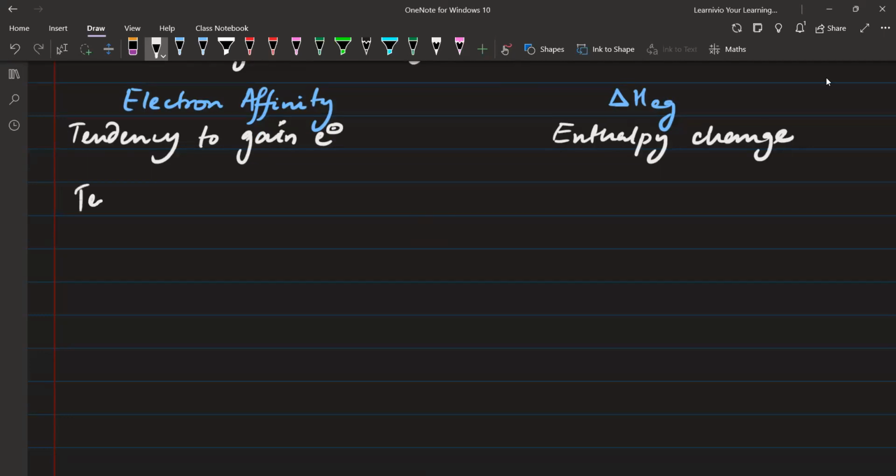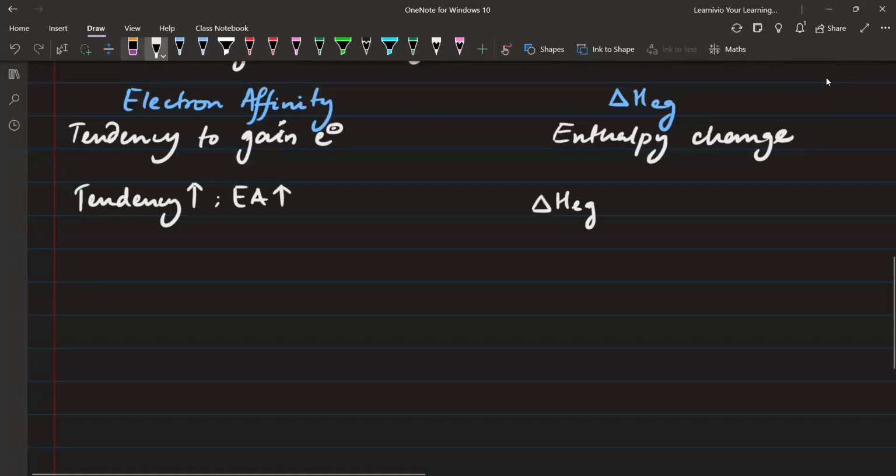If the tendency to gain electron is more, then we will say electron affinity is also more. And delta H Eg, see, whenever there is a gain of electron, it will be accompanied by energy release. A release of energy is accompanied whenever there is an addition of electron. So if the tendency to gain electron is high, electron affinity will be high, and delta H Eg will be more negative. What is the meaning of more negative? Negative means release of energy, more means more release of energy. Does this make sense? Yes or no? Please tell me.